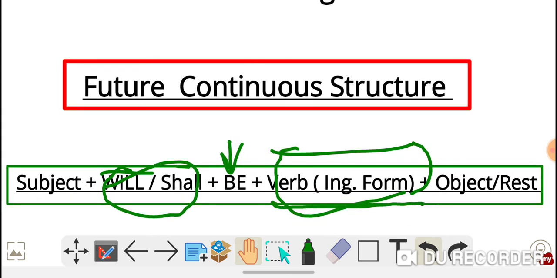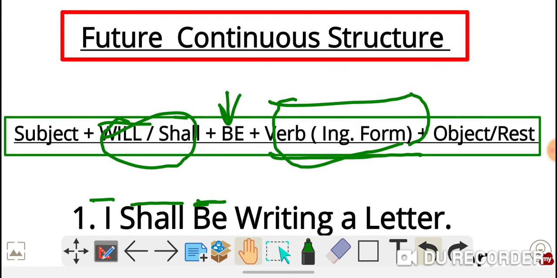Now future continuous tense. In future continuous tense, the continuation of the action will be happening in the future. Again the continuation will be represented by the ing form of the verb, and the time will be indicated by will or shall. We use shall with first person singular or plural number, I shall, we shall, but in modern English will is mainly used, shall is not used.